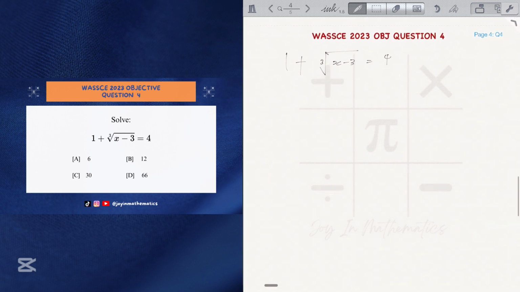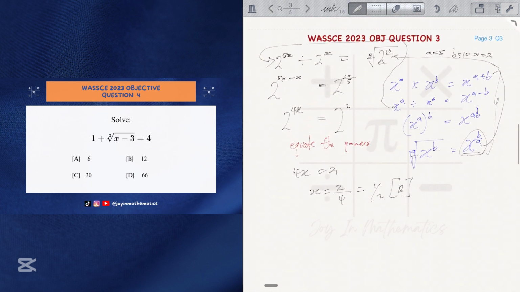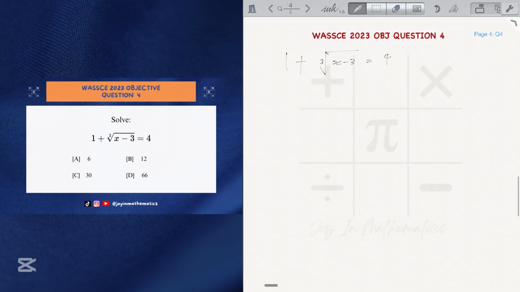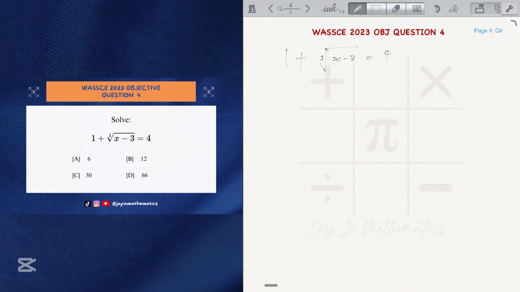Now, if you recall vividly in our last lesson, question number 3, we solved questions involving the indicial equations using the laws of indices. Now, let's solve this. We are looking for the value of x. Okay, so the first thing to do is to move this 1 to the right hand side.